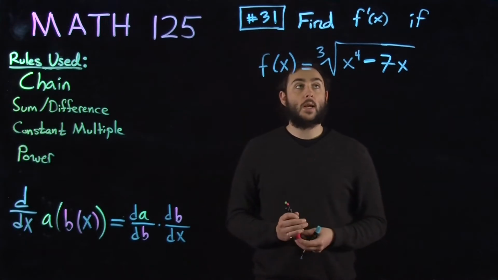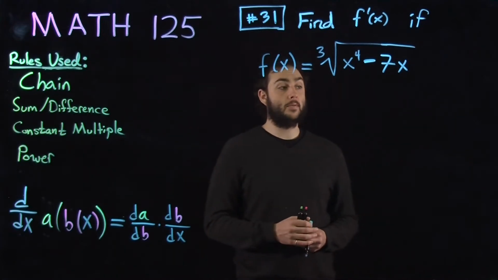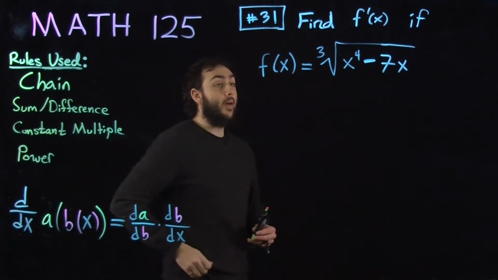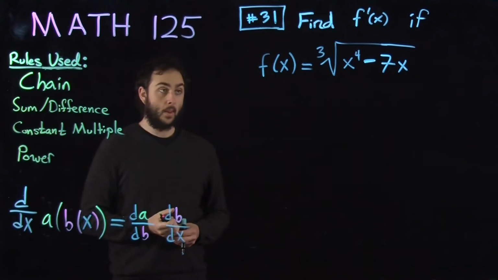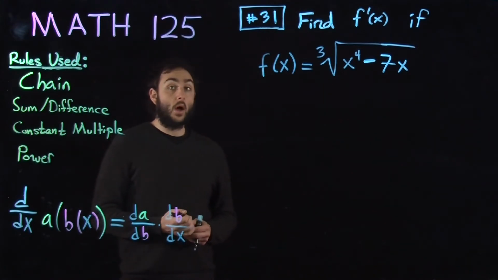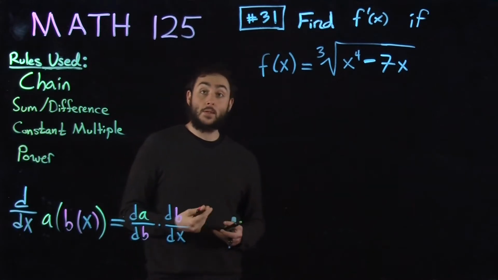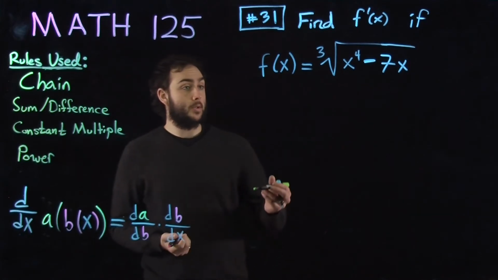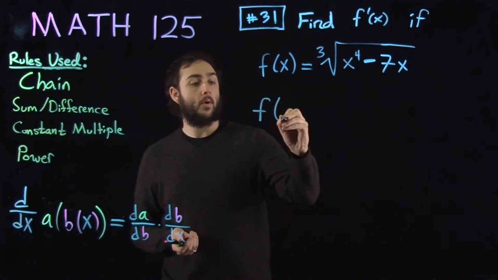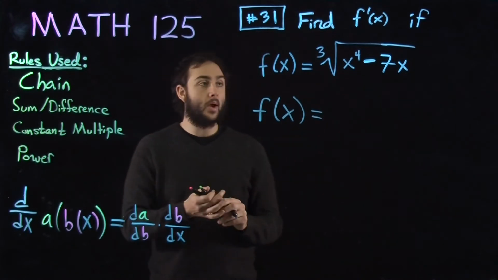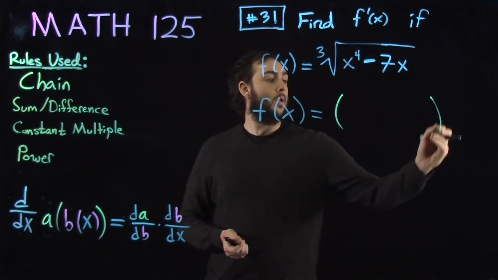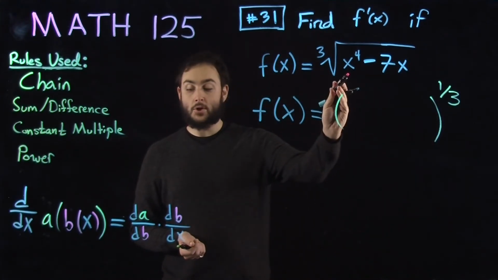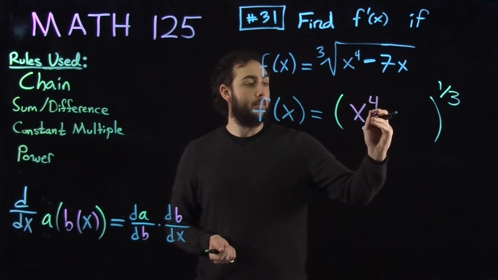So let's take a look at our specific problem. Here we want to find f prime of x if f of x is given by the cube root of x to the fourth minus 7x. Now, one thing we're going to want to do very frequently in these type of problems, as we've seen in earlier problems, is to rewrite a radical as a fractional exponent. So before I apply this rule, I'm just going to rewrite this cube root as to the 1/3, okay? And then the innermost function is exactly the same.